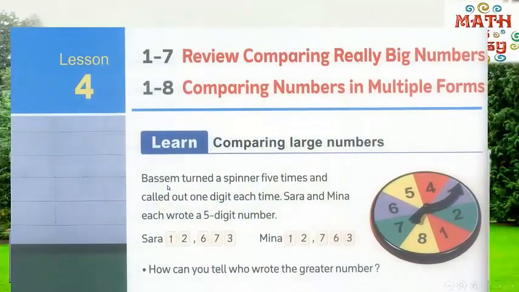Look here in your book, we have this example. Basim turned the spinner 5 times and called out one digit each time. Sarah and Mina each wrote 5-digit numbers. Sarah wrote 12,673 and Mina wrote 12,763. How can you tell who wrote the greater number? He wants you to compare between them and determine which one is more.